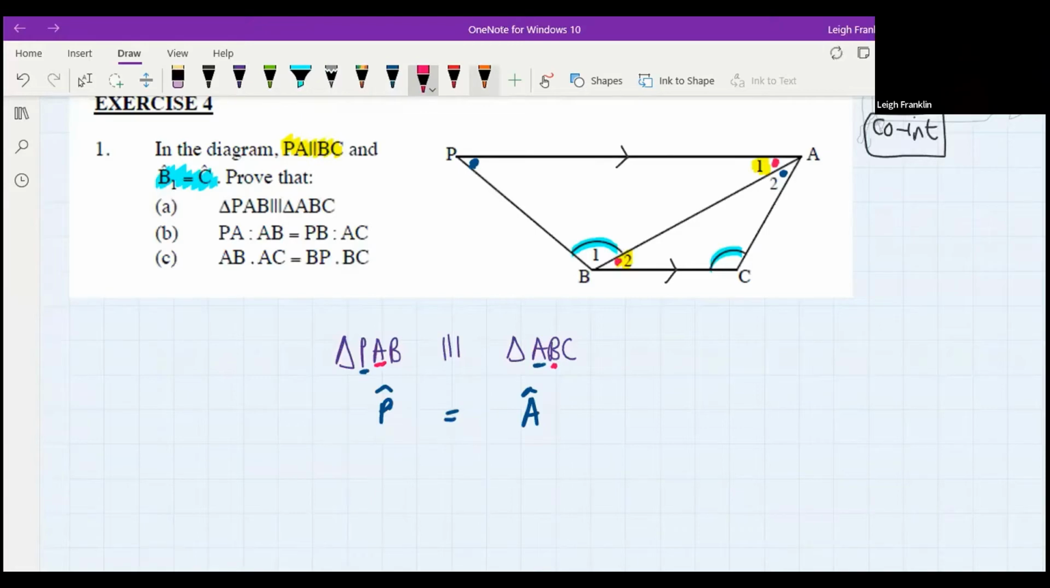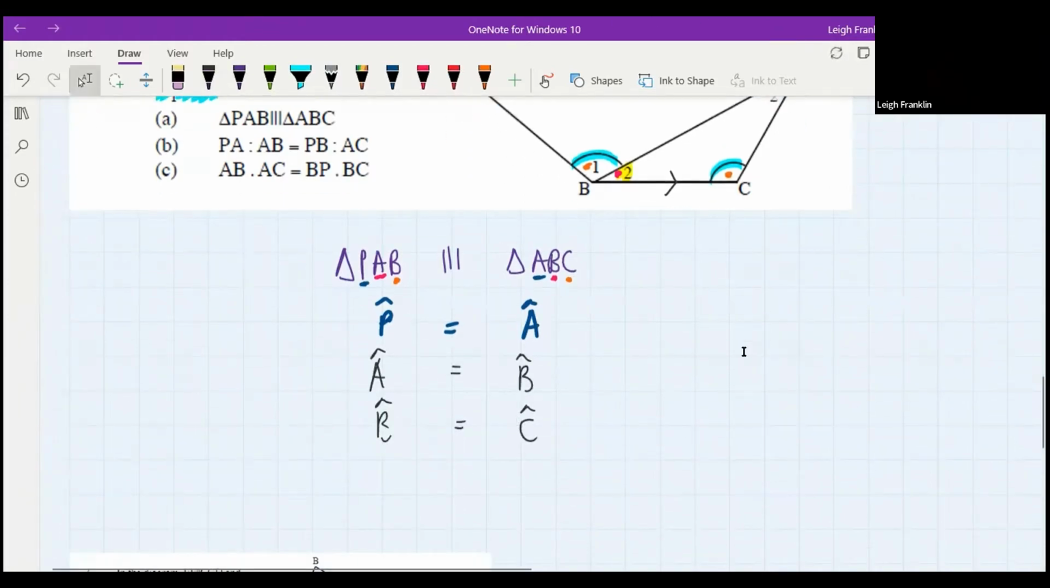And then it means exactly the same thing with the last two letters. Angle B and angle C are equal. All right, so it tells you which angles are equal to one another. And that's really helpful because you can use that to help you with your solution. So angle A in PAB is equal to angle B in ABC, and angle B in PAB is equal to angle C in ABC. So those are the three angles that are equal.